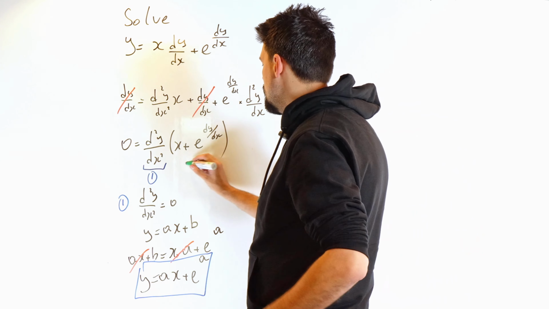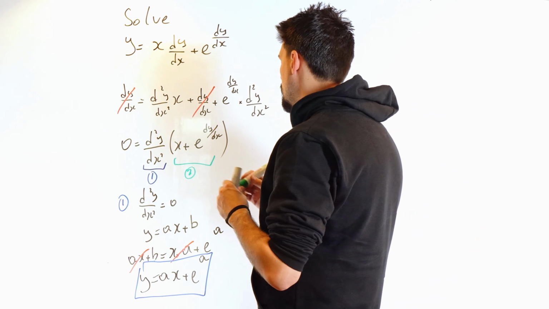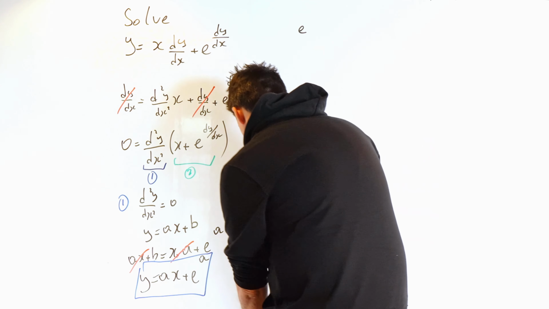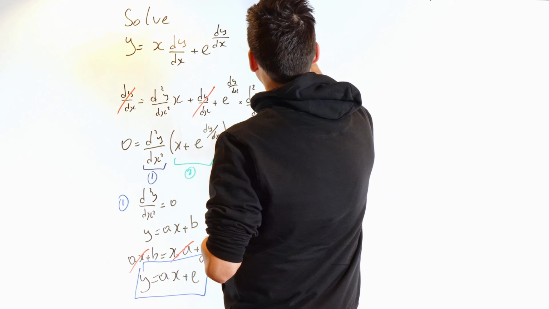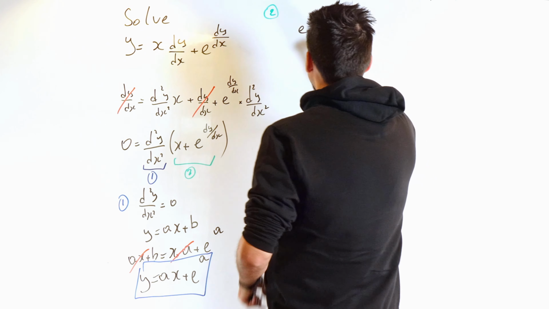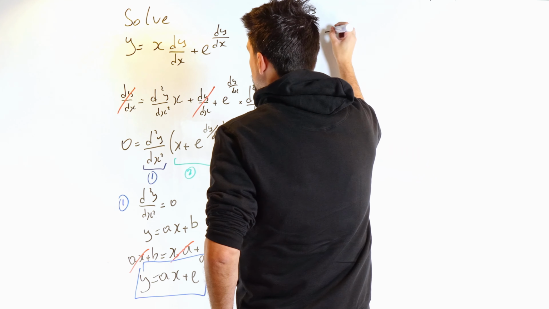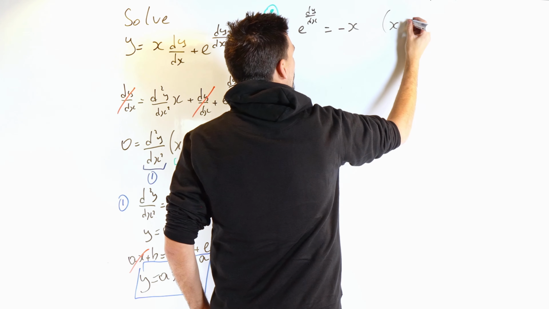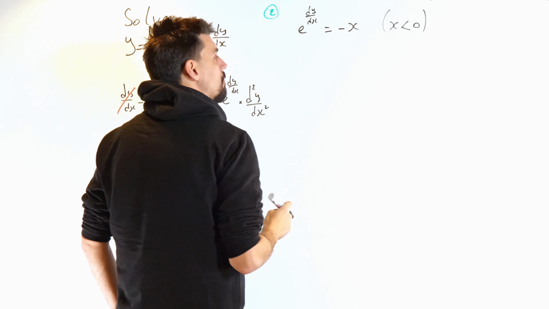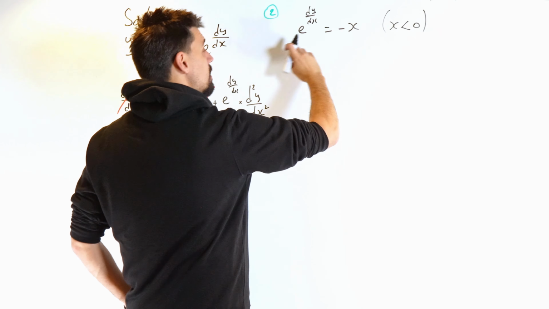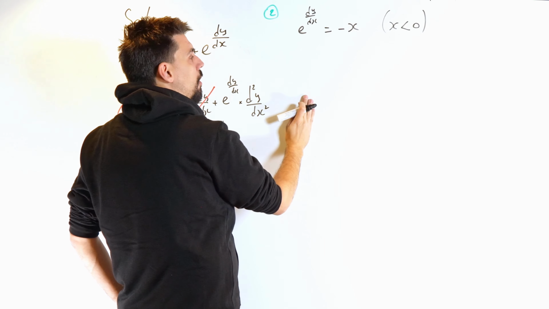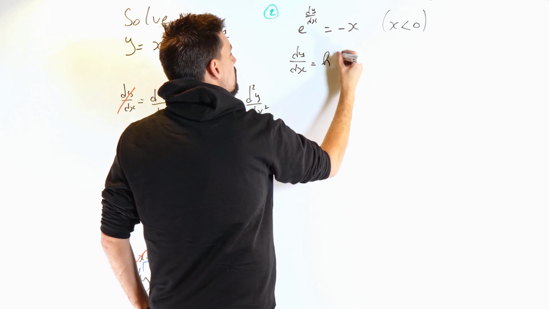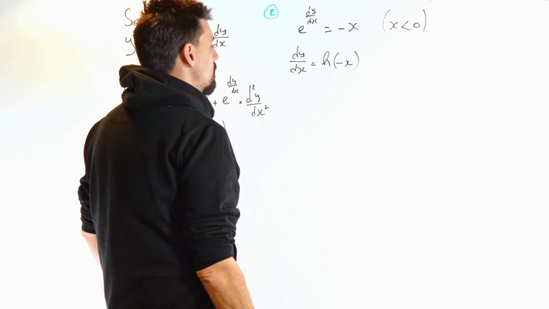So this is option number two. So we end up with e to the dy dx is equal to negative x. Now that already tells me very importantly that x needs to be negative. All right, so we're playing with negative x's here. Otherwise, this doesn't work because e is positive. So dy dx is ln of negative x.